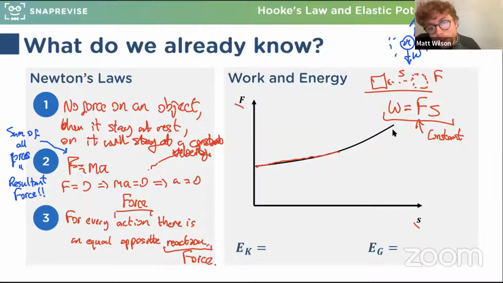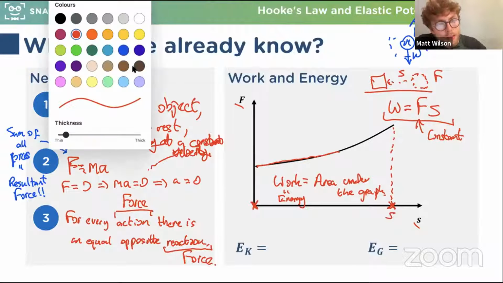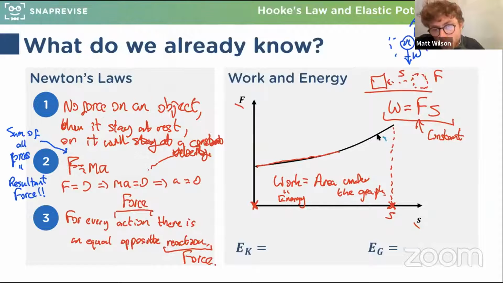Then I can calculate the work done by simply finding the area under the graph. This is a key idea. The work done, in other words, the energy transferred by the force, is equal to the area under the graph, where I'm saying that the work done in going from distance 0 to this distance, let's call it S, would be this entire area here.